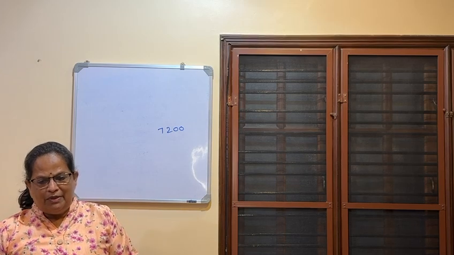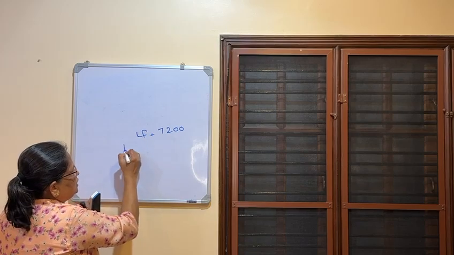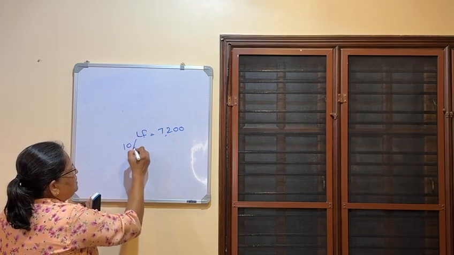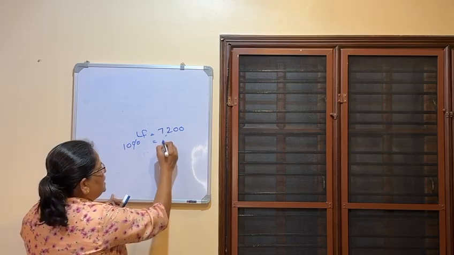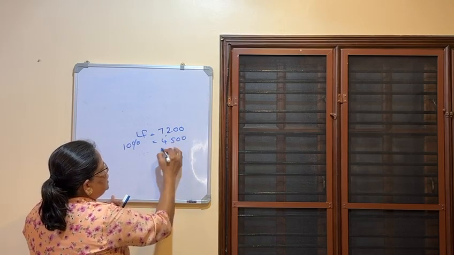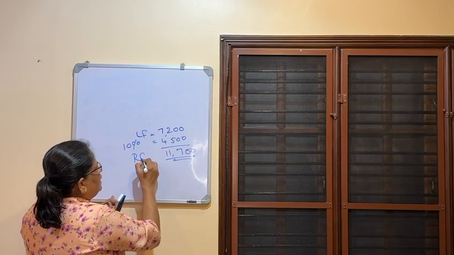So here you have to remember that this is a furnished accommodation. License fee is equal to 7,200. Then 10% of cost of furnishing: 45,000 into 10 by 100, you will get 4,500. So 11,700 is the value of RFA.